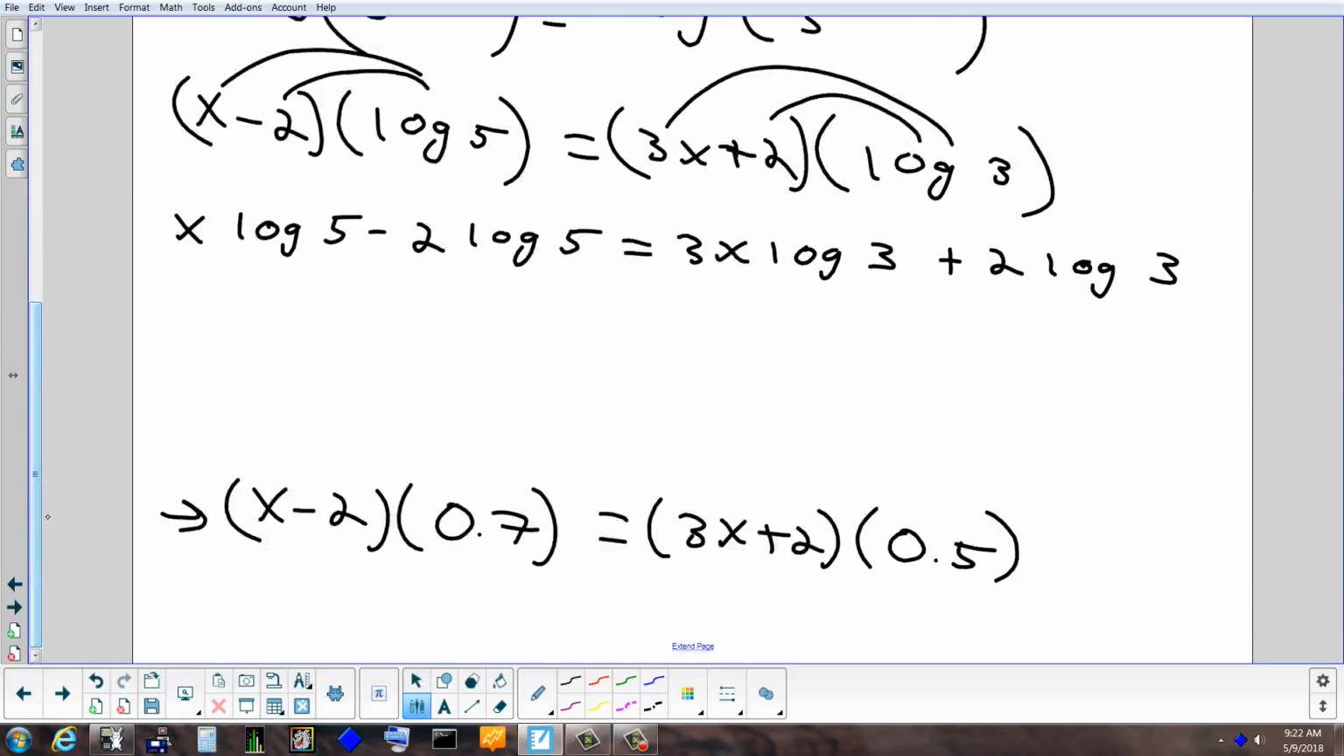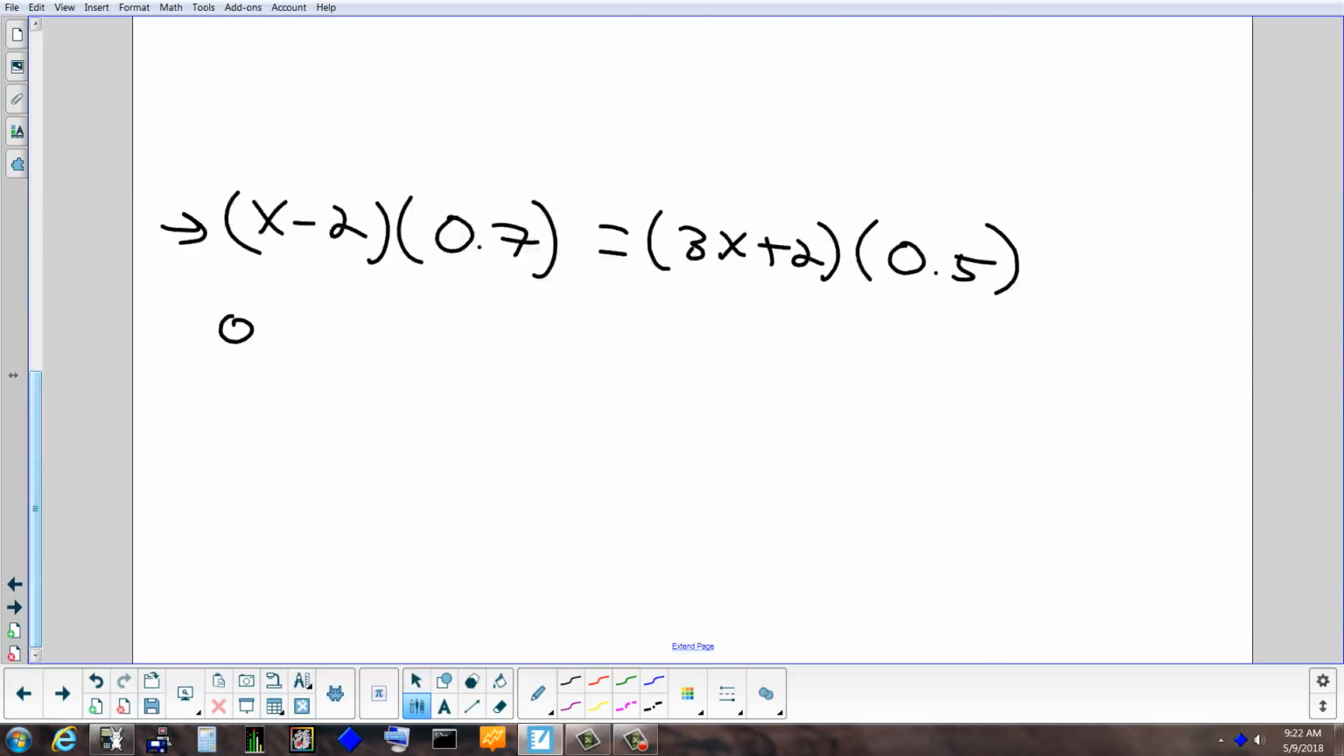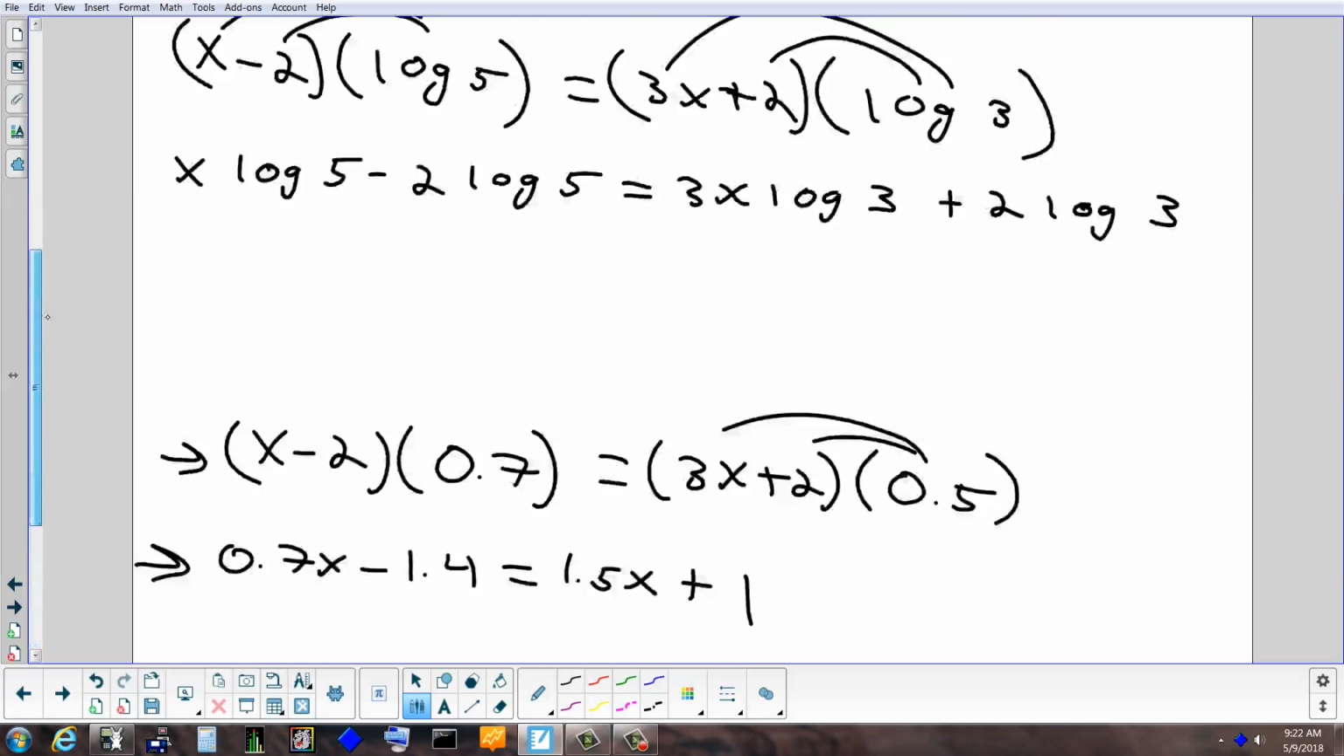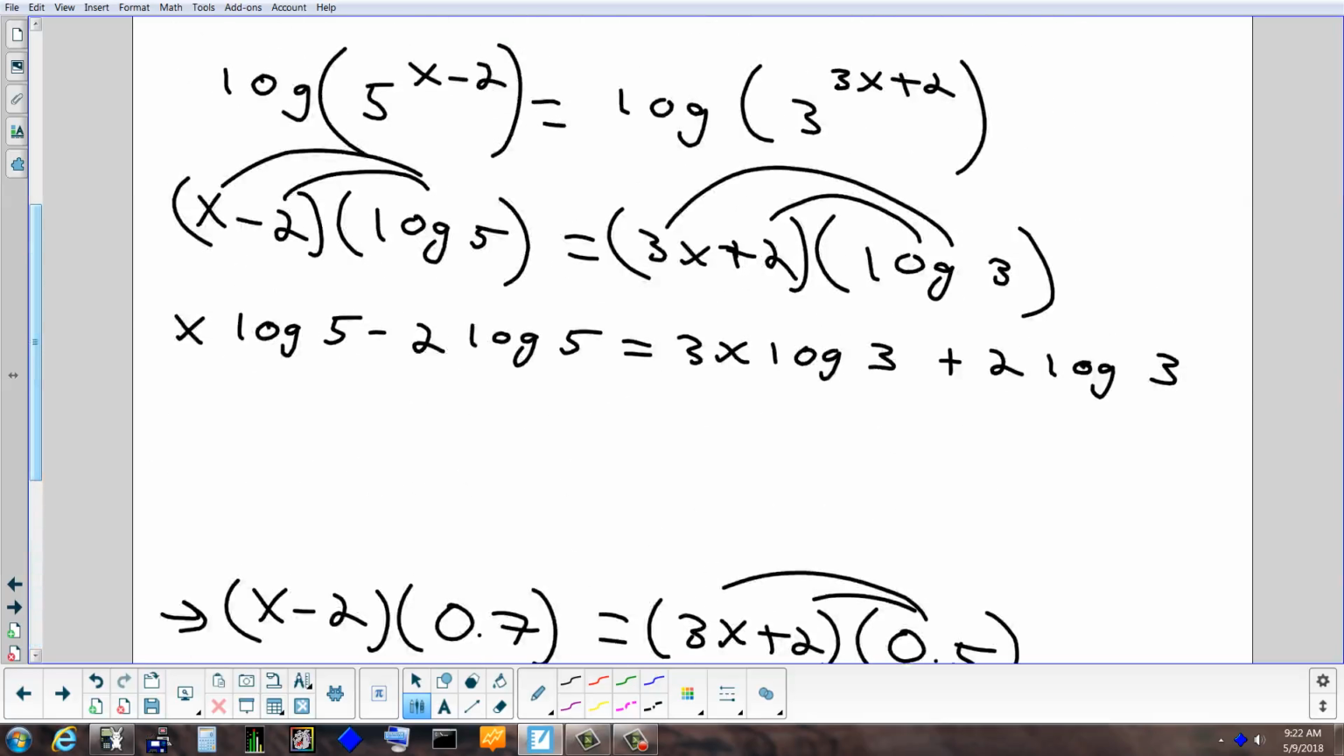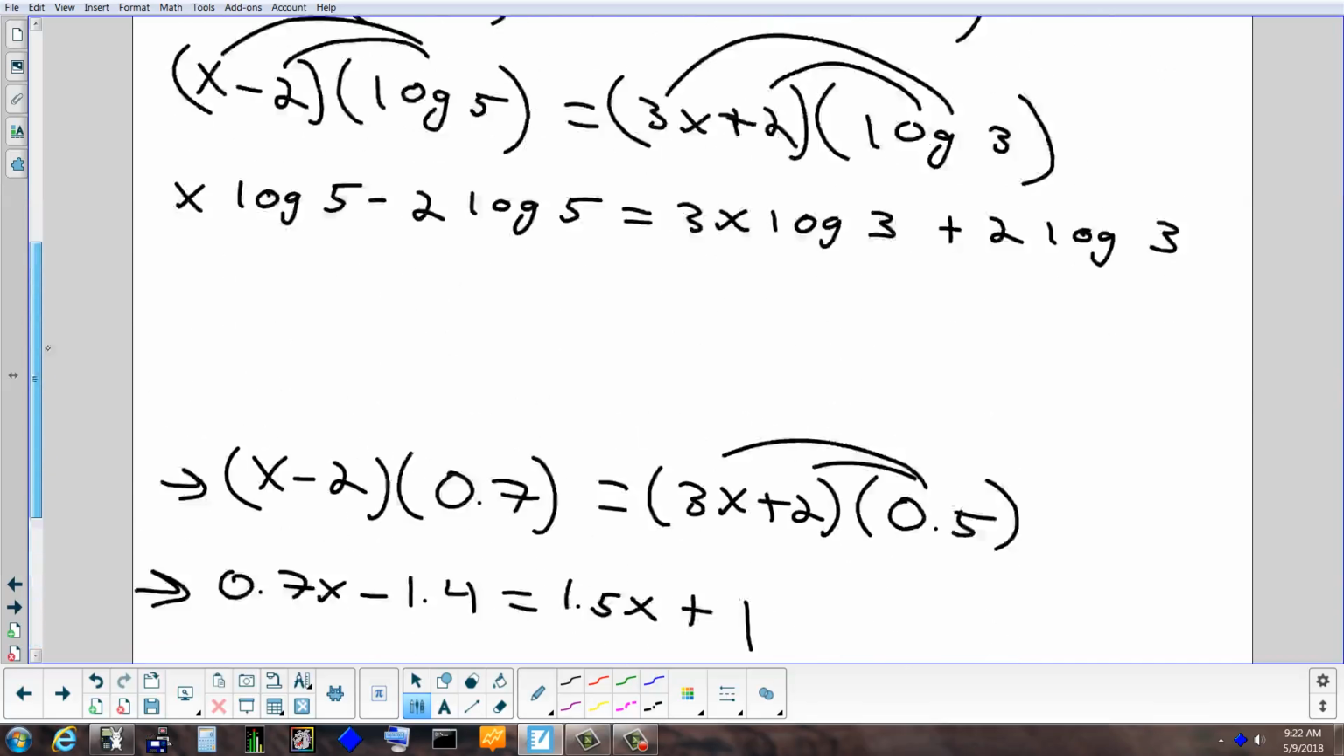So now at this step, you would have something like 0.7x minus 1.4 equals 1.5x plus 1. That's basically what you have right now if you were to do this all out. 2 log 5 is about 1.4 and all that.